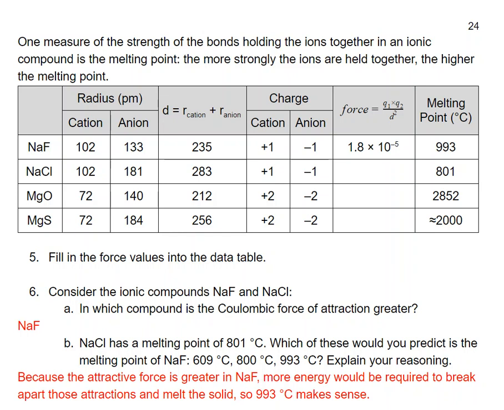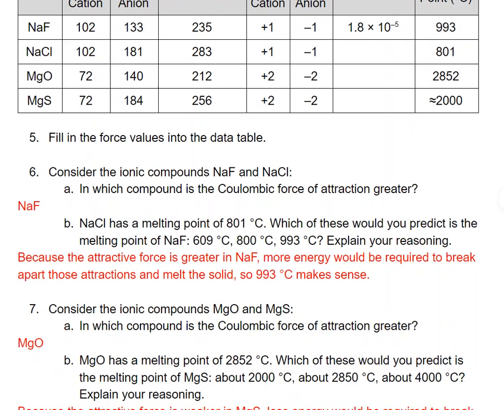So in which compound will the Coulombic force of attraction be greater between NaF and NaCl? It's going to be greater in NaF, and that's because it has that higher melting point. So because the attractive force is greater in NaF, we're going to need more energy to break apart those attractions to melt the solid. So something higher than 801 is what we would expect for NaF.